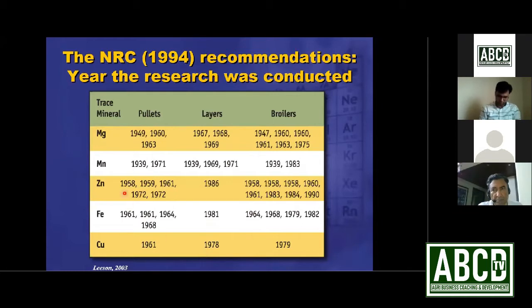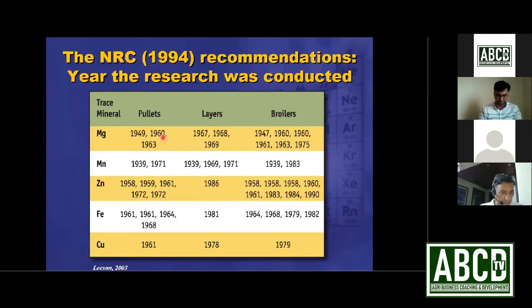It's very interesting that if you examine which species really were tested, you have pullets, you have layers, you have broilers, but you do not have breeders. I remember one talk where Dr. Leeson mentioned that when he participated in this last 1994 edition, there were no breeders here because there was no data on breeders at that time in minerals. So all the data that we had in minerals for breeders in the 1994 edition are estimated data, not really tested data.